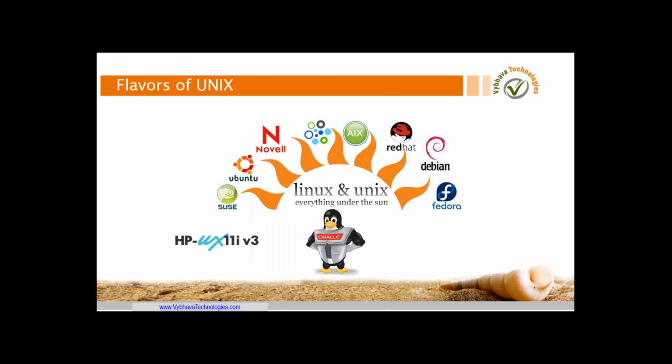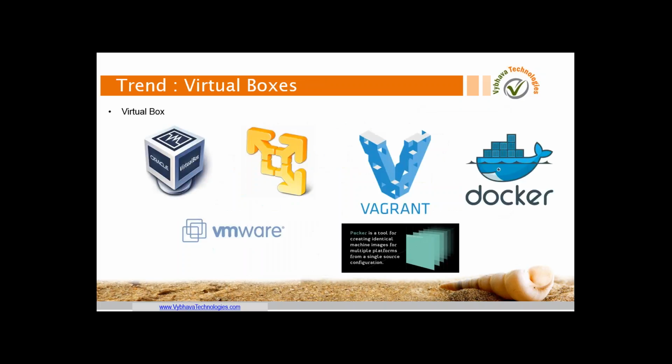So there are several Linux flavors and Unix flavors you have, and these are the overall Linux flavors you can see. So you say Ubuntu, Novell, and AIX, Red Hat, Debian, Fedora, and CentOS. A lot of flavors came. Oracle also came up with Oracle Linux, OEL, right? So these are the different flavors of Unix and Linux.